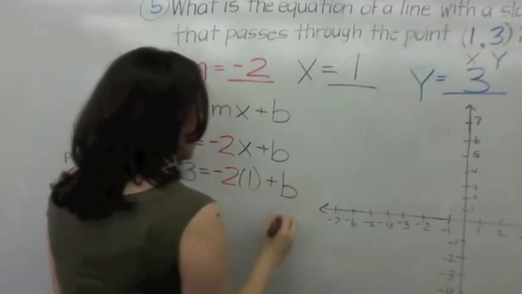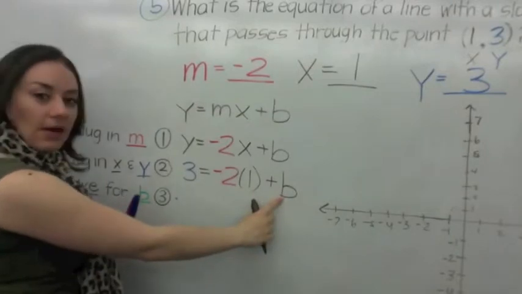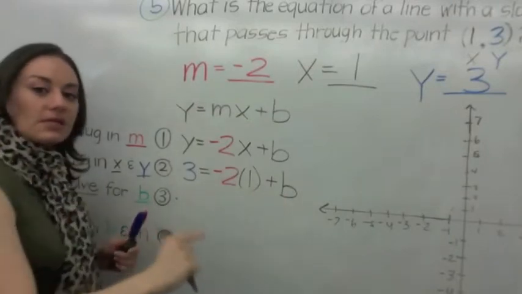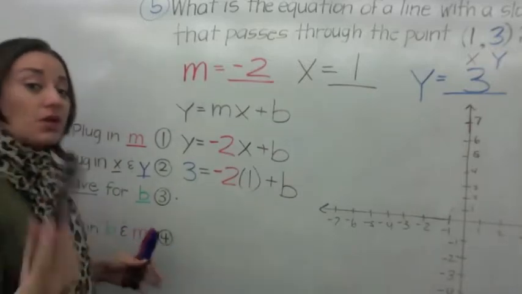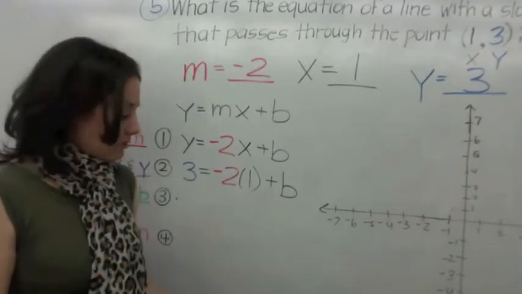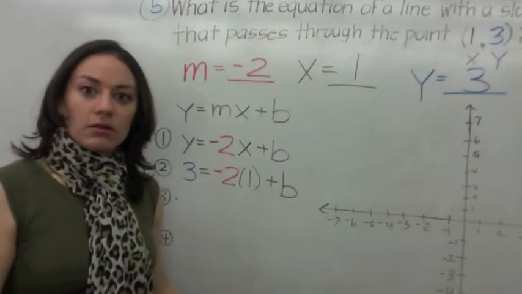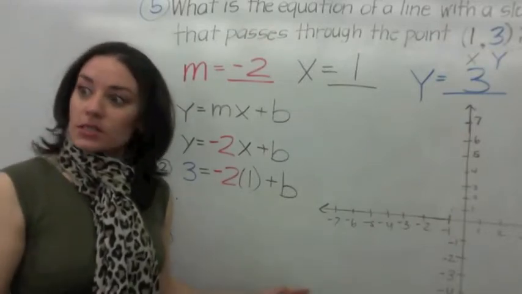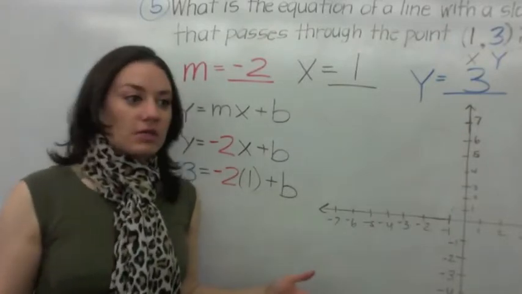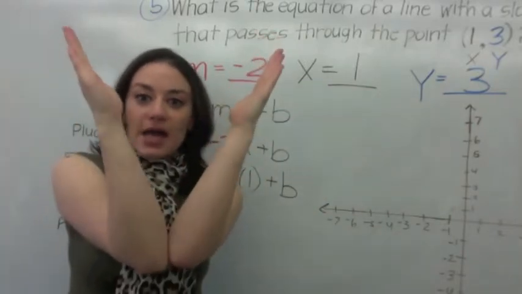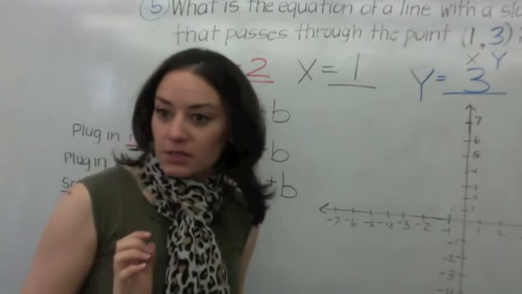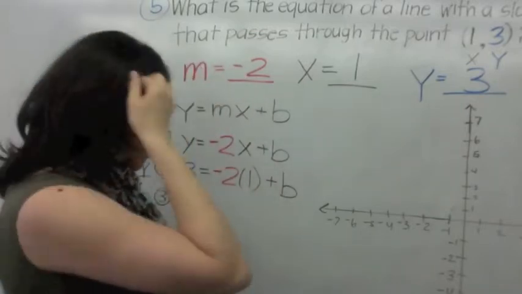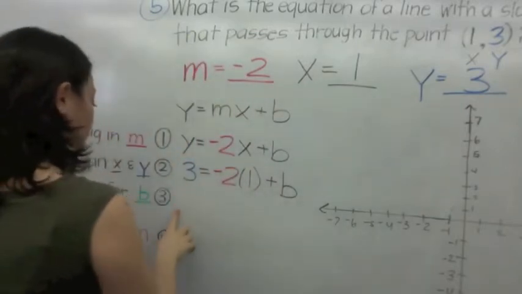And now what's the only letter that is left? b is the only letter that's left, right? So that means we're looking for b. What is b again? b is the y-intercept, right? It goes on the y-intercept. Show me the y-intercept with your hands, please. Thank you very much. So we're looking for that.